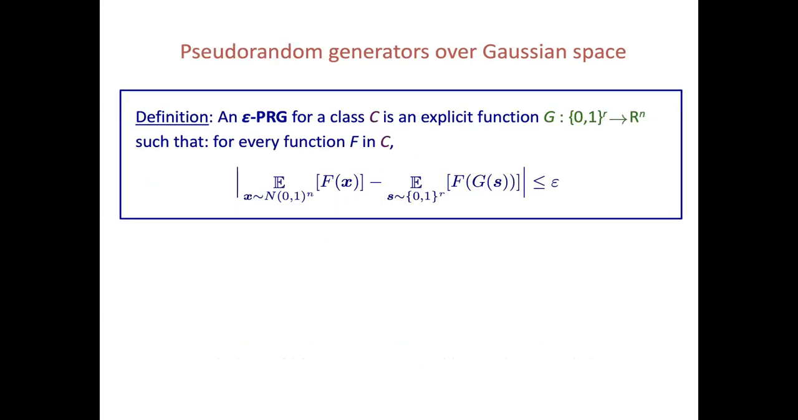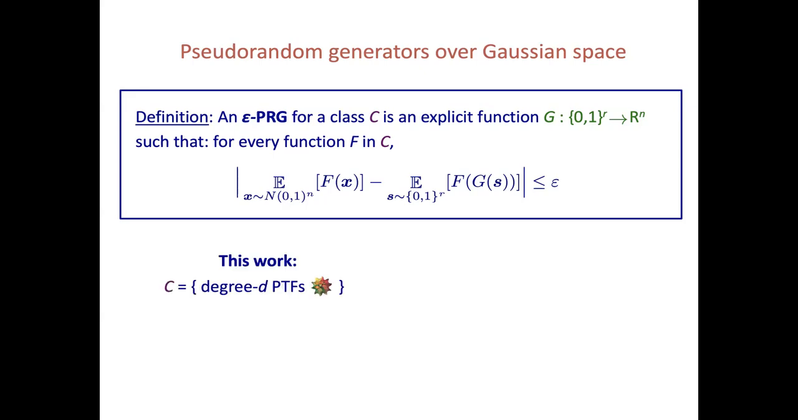Let me restate the problem in an equivalent way in the language of pseudorandom generators, or PRGs, over Gaussian space. PRGs are more well studied over Boolean space, but they are also very natural over Gaussian space. So let me give you the definition of a PRG over Gaussian space. An epsilon PRG for class C is an explicit function g mapping r bits to R^n with the following property. For every function f in the class C, the expectation of f under the Gaussian measure, the Gaussian volume of f, is well approximated up to an epsilon additive factor by the expectation of f under the output of the function g.